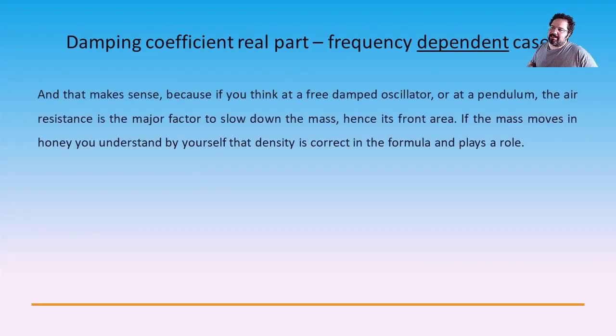And that makes sense, because if you think at a free damped oscillator or at a pendulum, the air resistance is the main factor to slow down the mass, hence its front area. If the mass moves in honey, for example, you understand by yourself that the density is correct in the formula and plays a role. But again, we are out of linearity.